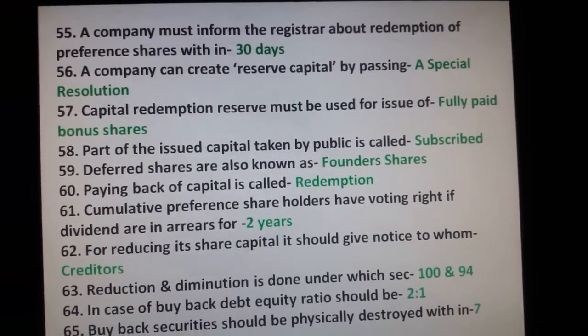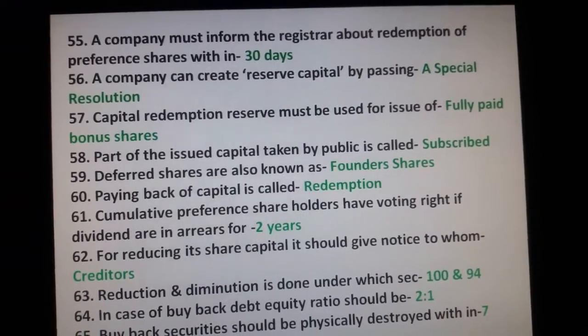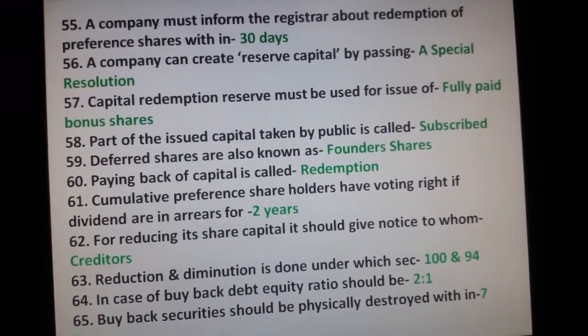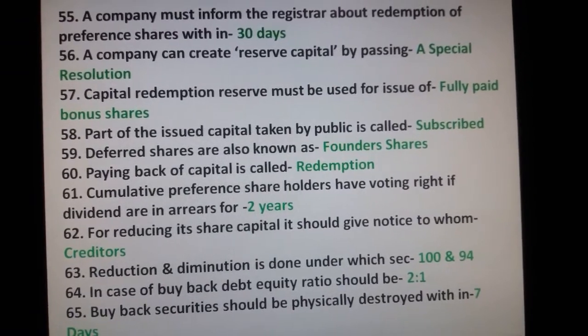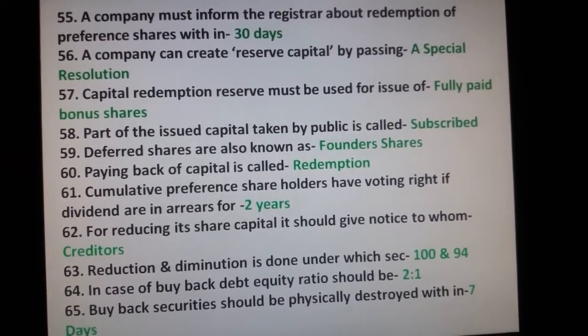Question number 55. A company must inform the registrar about redemption of preference share within 30 days. A company can create reserve capital by passing a special resolution. Capital redemption reserve must be used for issue of fully paid bonus share.